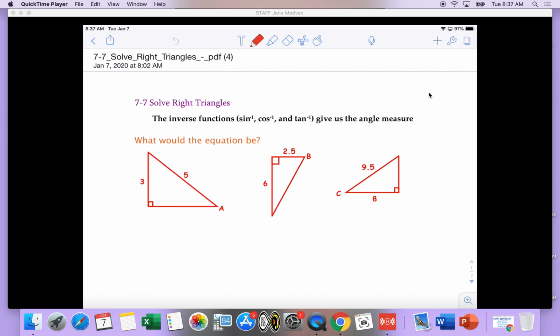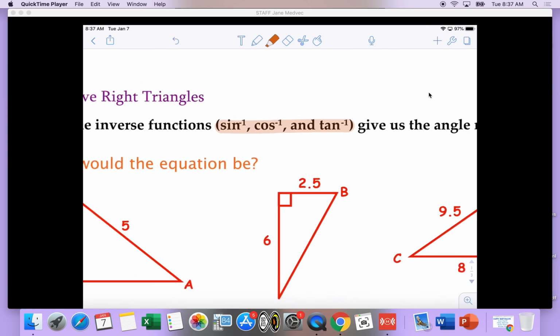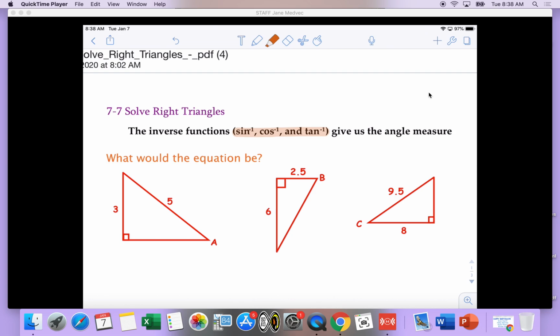But today we're going to use inverse functions. You're going to notice here I've got inverse sine, inverse cosine, and inverse tangent. And what they do is they help us with angle measure. Okay.